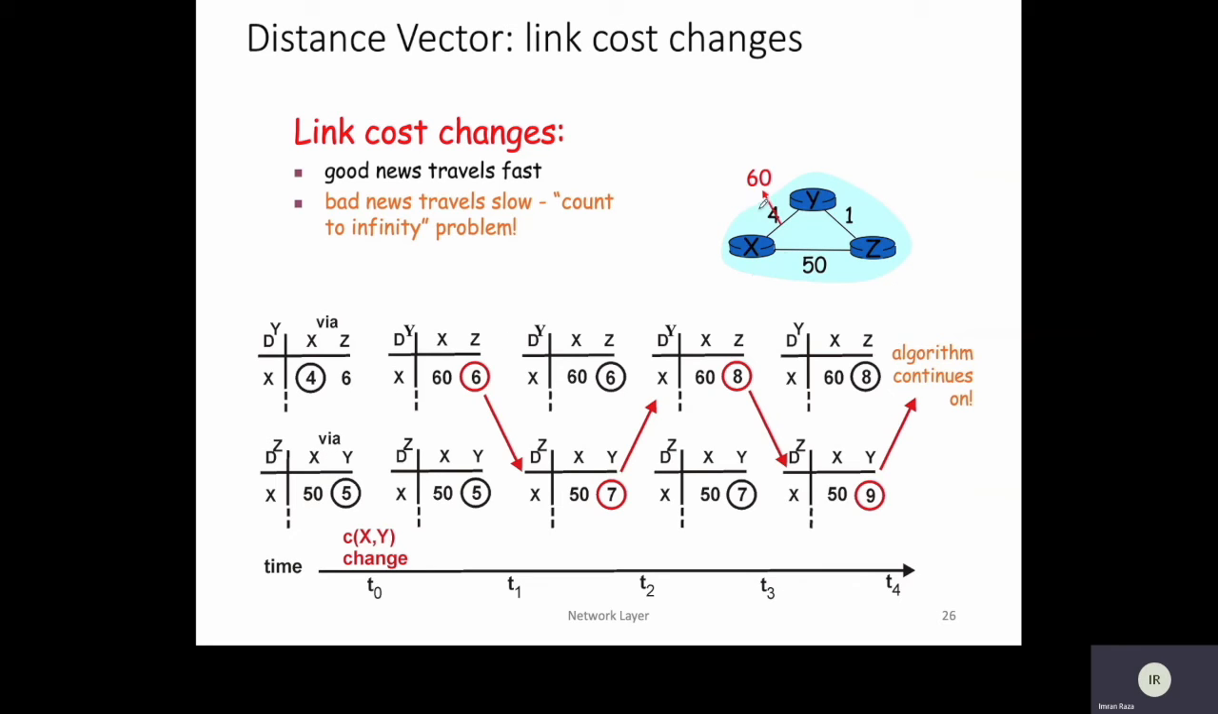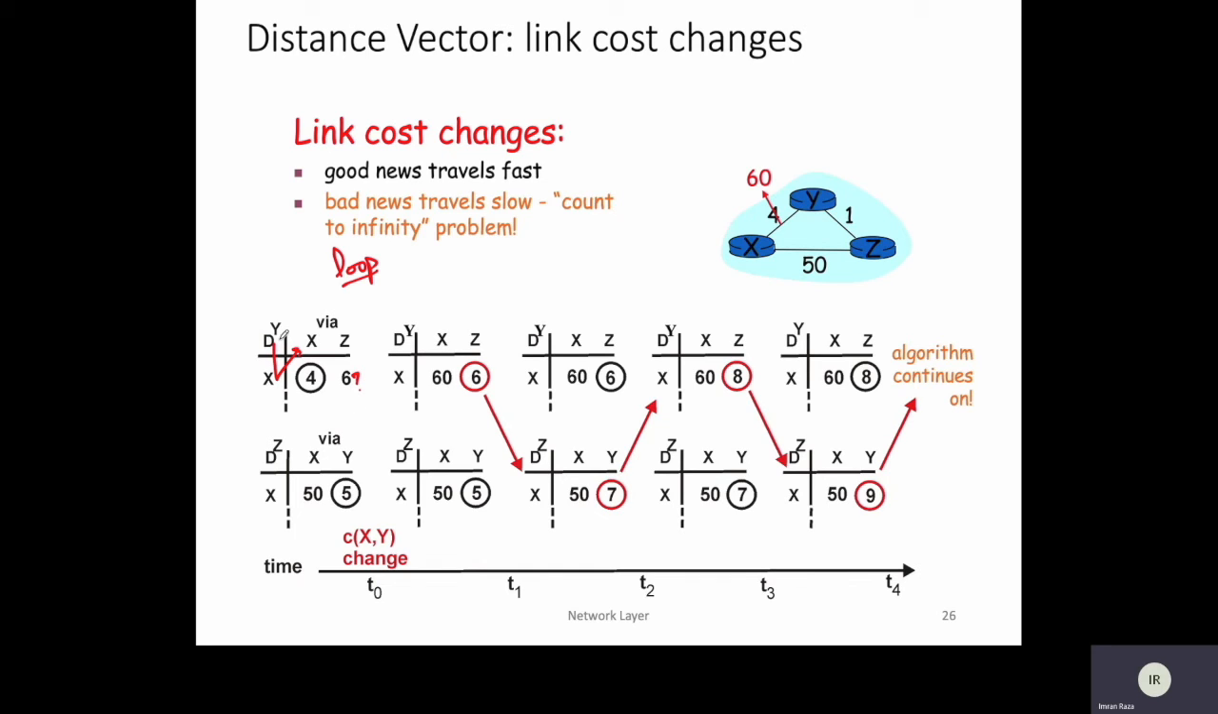So this can create the count to infinity problem. How? This is because of the loops in the distance table. So let's see how. Look at this table of y before this change. The cost reached from y to x, with x being the direct neighbor, is 4. And I want you to understand this cost.